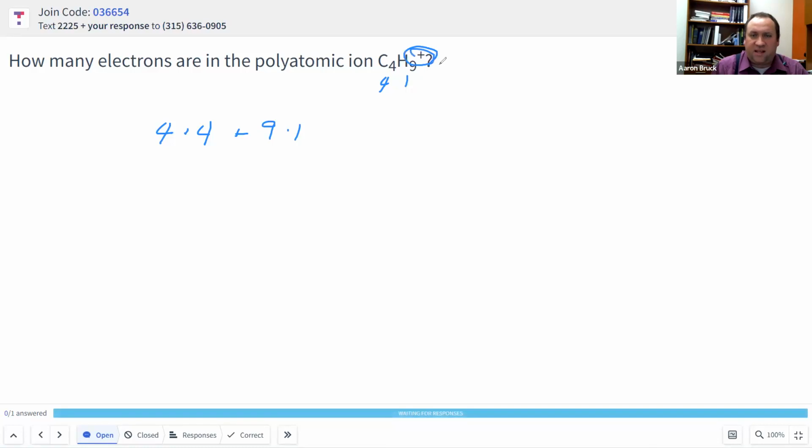What do I do with the plus sign? The plus sign means I have fewer electrons. So I need to take 1 away. 16 plus 9 minus 1 gives me 24.